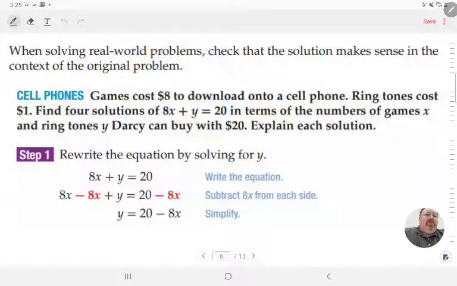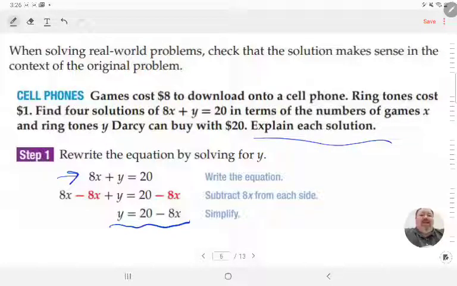When solving real-world problems, check that the solution makes sense in the context of the original problem. So, for example, games cost $8 to download onto a cell phone. Ringtones cost $1. Find four solutions of 8x plus y equals 20 in terms of the numbers of games x and ringtones y Darcy can buy with $20, and then explain each solution. So we have the equation. We really want to get it to where it's y equals. So we could subtract 8x from both sides. And we end up with y equals 20 minus 8x.